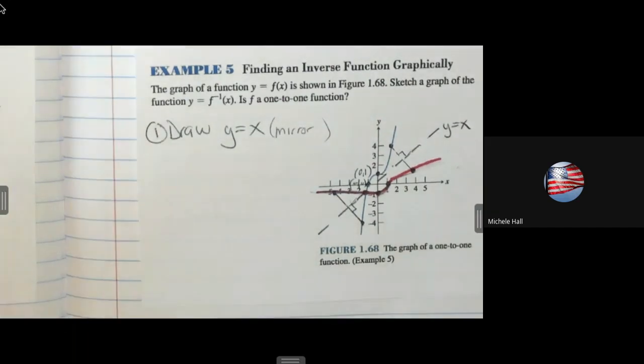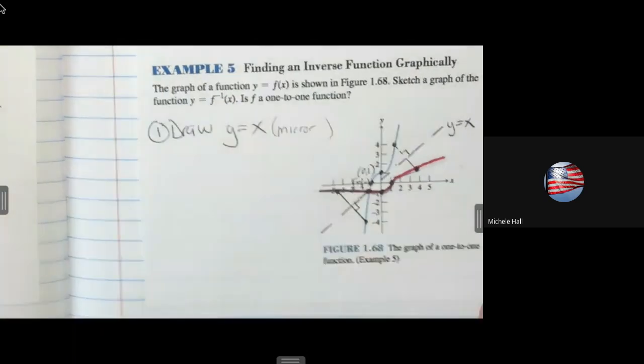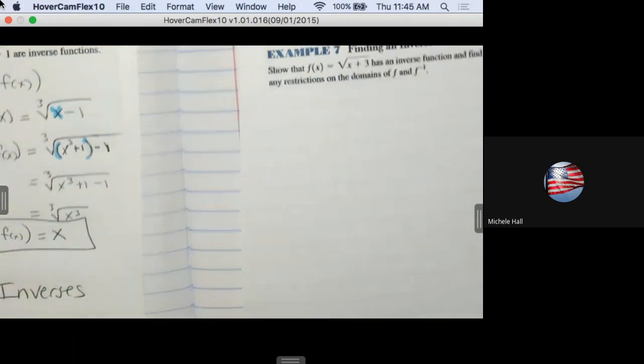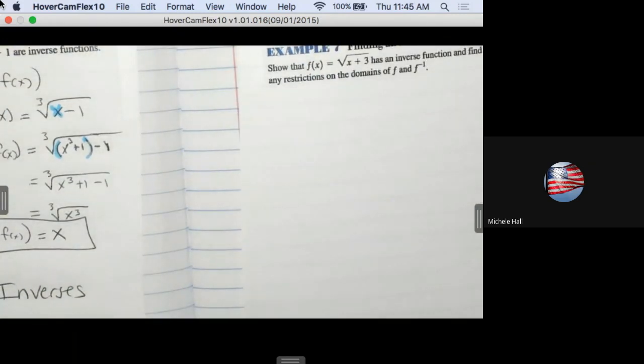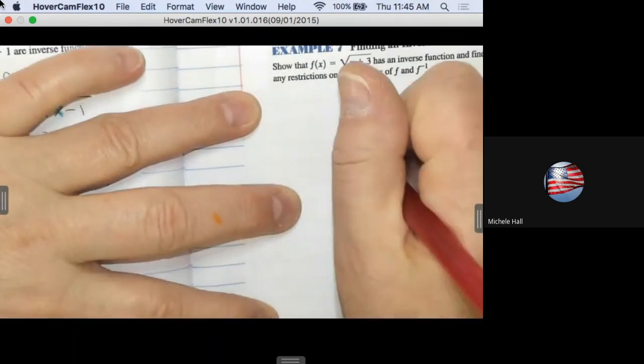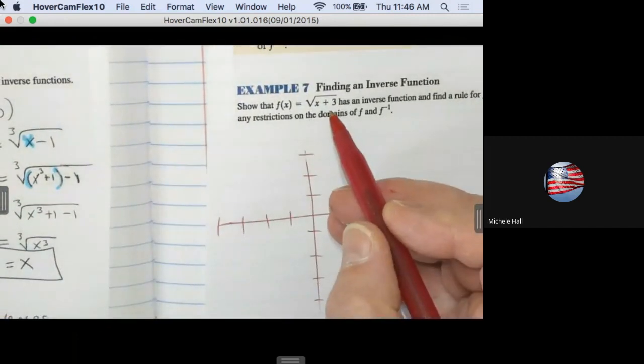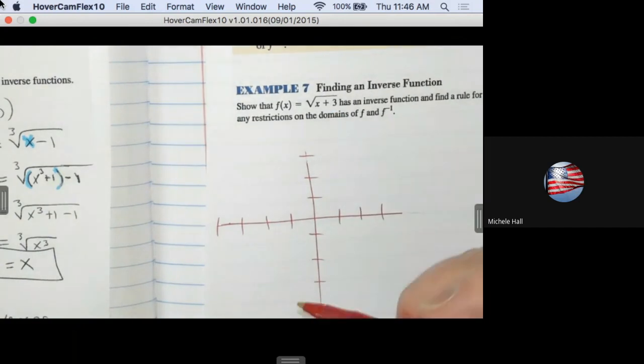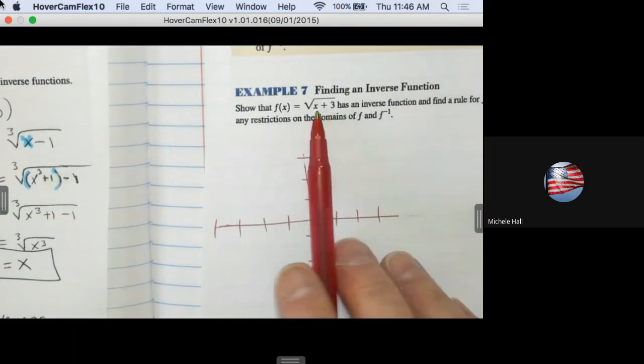But I want to show you both ways because sometimes you're going to have them without any numbers on the graph, and sometimes you'll have numbers. So here we have the square root of x plus 3, and we need to find the inverse. Show that the square root has an inverse. State the restrictions. Okay, so if I just sketched this, this is just a basic square root function, but it's not at the origin. This one's been shifted on the x.